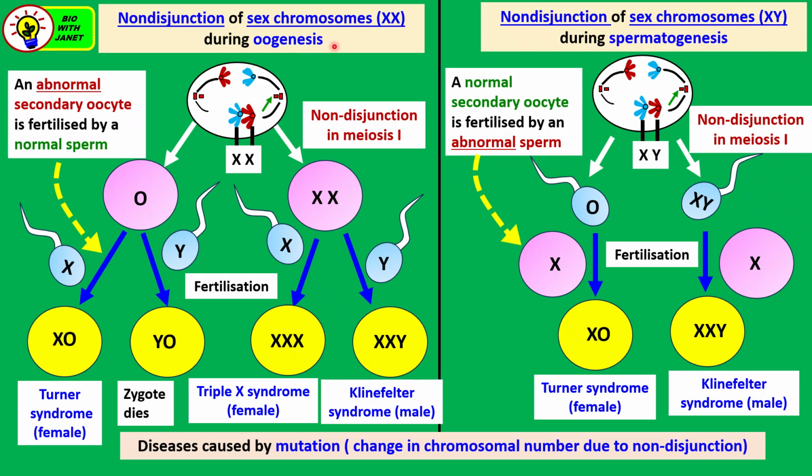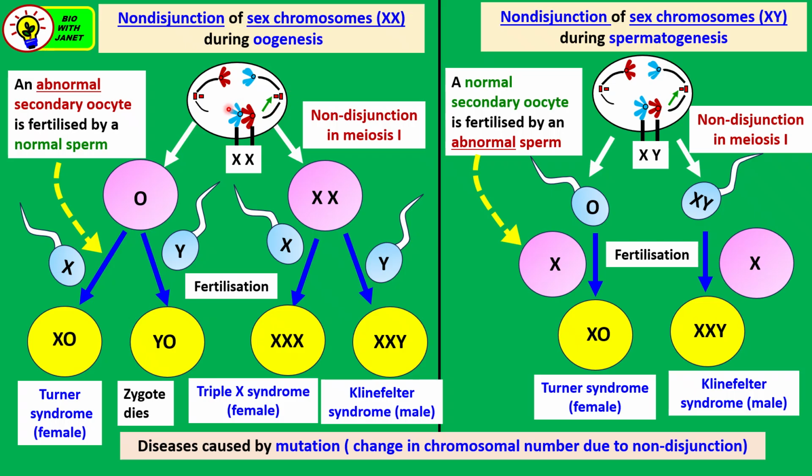Oogenesis is the formation of the secondary oocyte and the ovum. So what happens if there's non-disjunction of sex chromosomes XX during Anaphase 1? Here we see only two pairs of homologous chromosomes. Assume there are more pairs, but we just show two. The top pair, the short chromosomes, separate normally. One homologous chromosome goes to one pole and the other goes to the opposite pole. So this is normal disjunction, normal separation of homologous chromosomes in Anaphase 1.